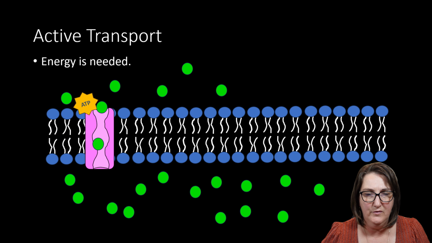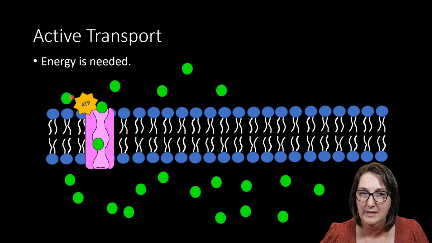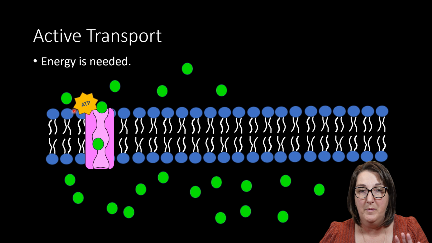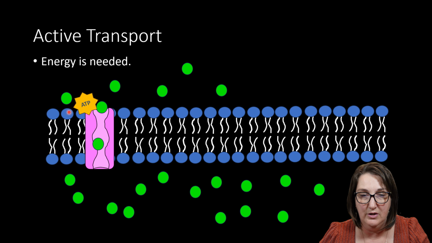Here I have active transport, and with active transport, I need energy, and that's going to require ATP. And ATP is the energy currency of the cell. Whenever I need energy, ATP is going to come in, and it's going to give just that extra boost to be able to move over this energy hump, to allow whatever it is to have the energy needed to do it.